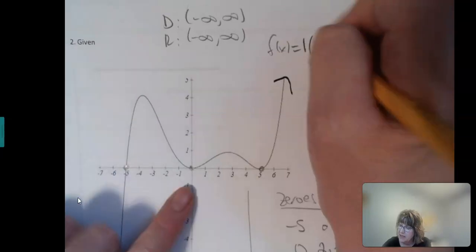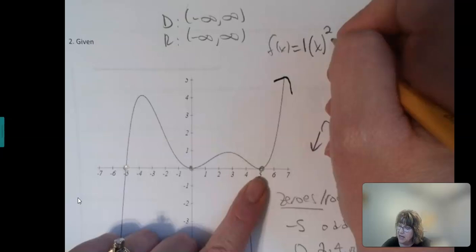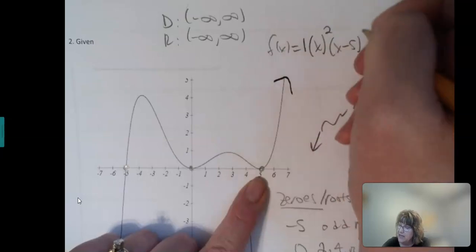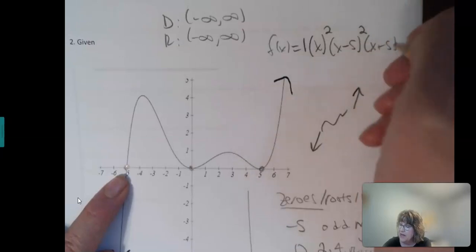We have x right here, and I'm going to put squared. Okay, we'll see if this works. I have x minus 5 for that one. It touches 2, so it has to be even. And then x plus 5 has to be odd.